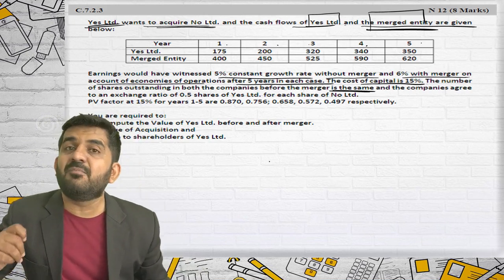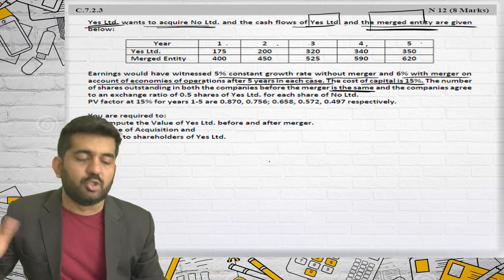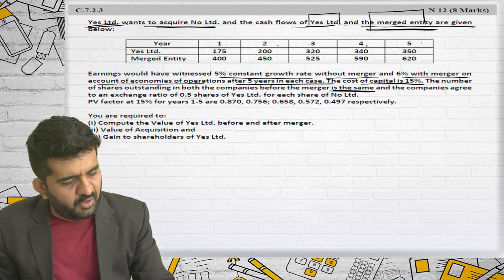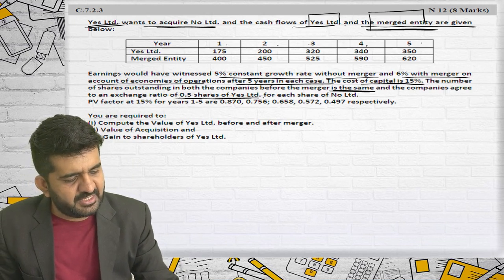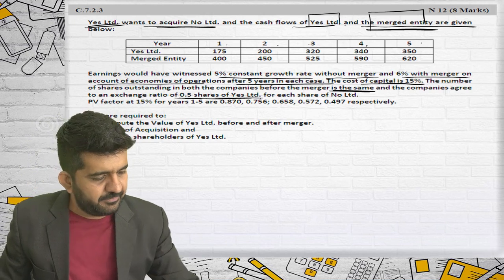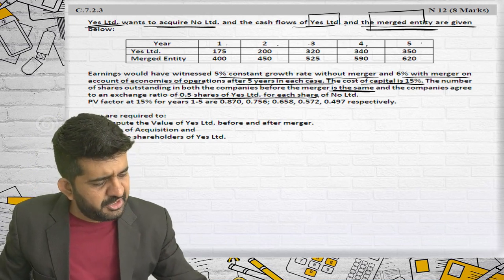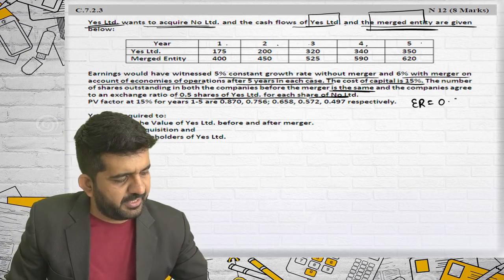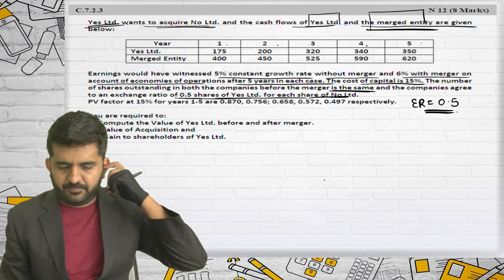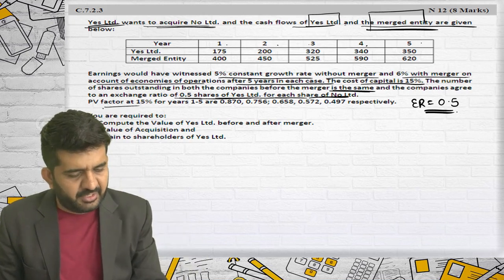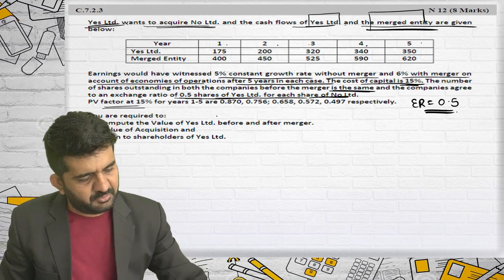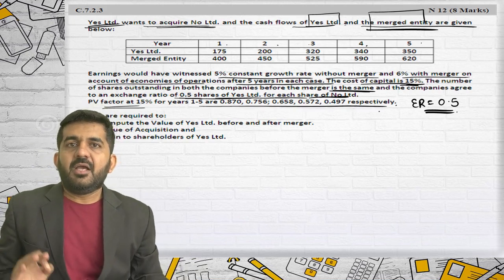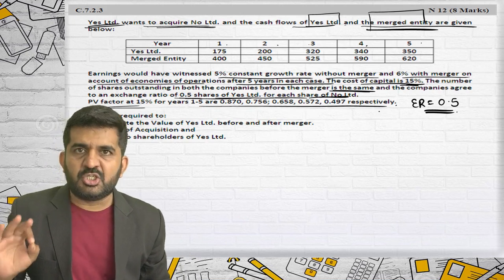So how many shares are there? It is not given, but they are both the same. And the companies agree to an exchange ratio of 0.5 shares of Yes Limited for each share of No Limited. So the exchange ratio is determined to be 0.5. The present value factor at the rate of 15%, which is our cost of capital, is this. Try to concentrate. I am valuing the merged entity.